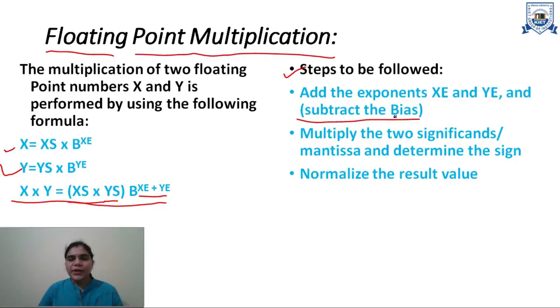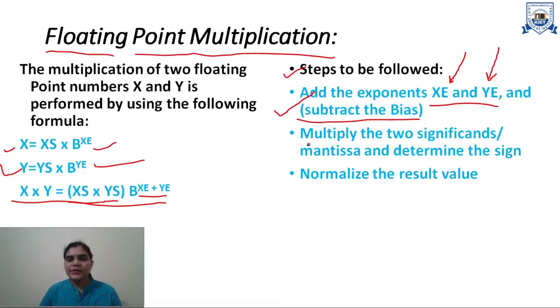Why subtract the bias? Because when the numbers are represented in floating point representation, a bias is added with this exponent and a bias value is also added with this exponent. So the bias is being added 2 times. So whenever we add the exponent values, we will subtract the bias value.